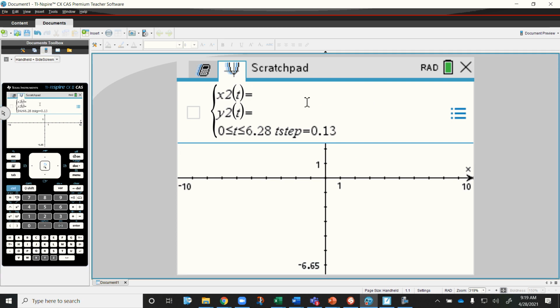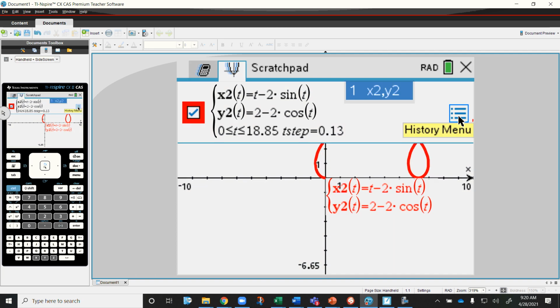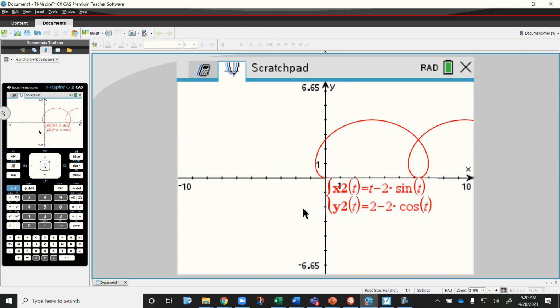So here, this one gave me, for my x equation, t minus 2 sine of t. And my y equation gave me 2 minus 2 cosine of t. And we're doing it from 0 to 6 pi. You could come down here and hit the pi button. I'm doing it on my keyboard, so it's just quicker to type pi. The calculator knows what that is. Oh, that's what it's going to look like. There you go.